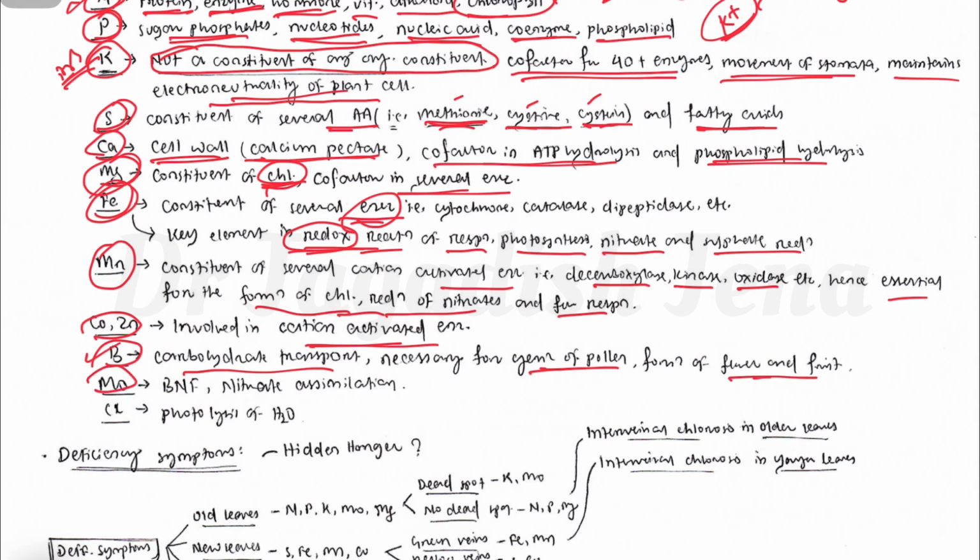Now molybdenum, it has a significant role in biological nitrogen fixation because it is a component of nitrogenase, that enzyme required for the biological nitrogen fixation process. And in nitrate assimilation, it also has a very significant role.